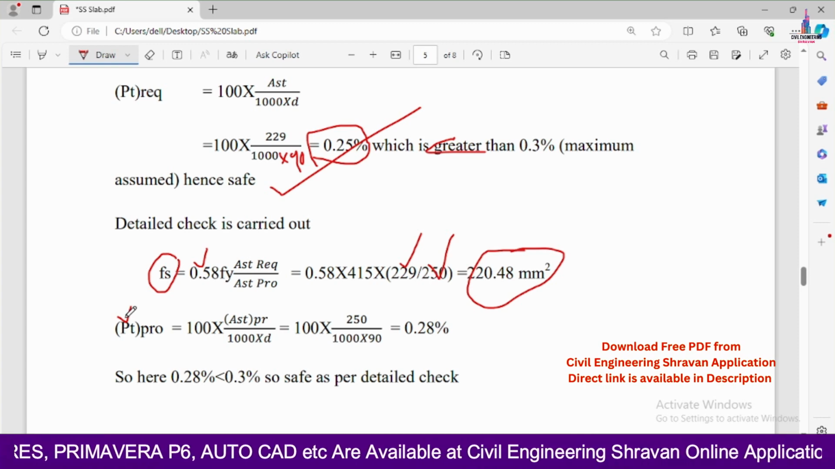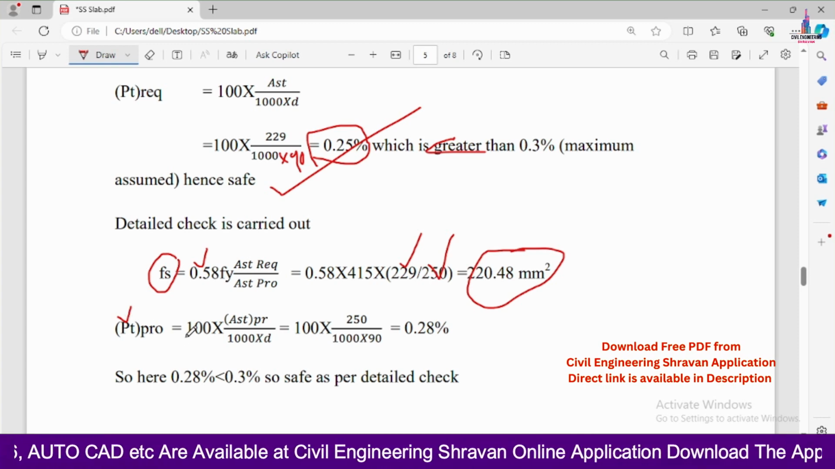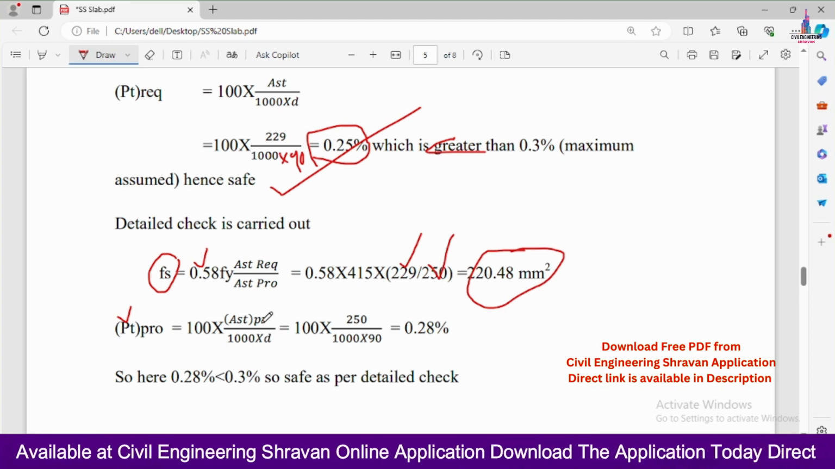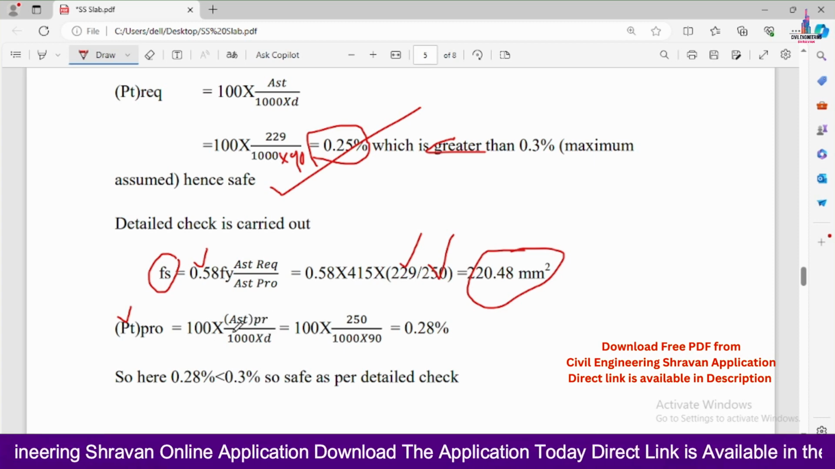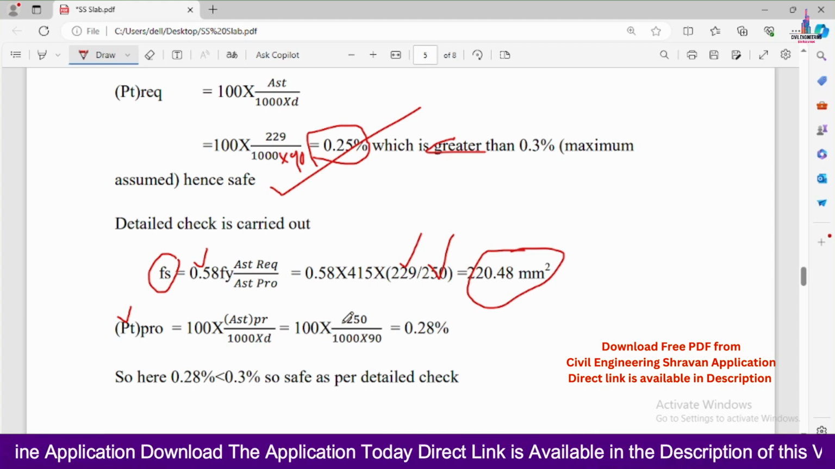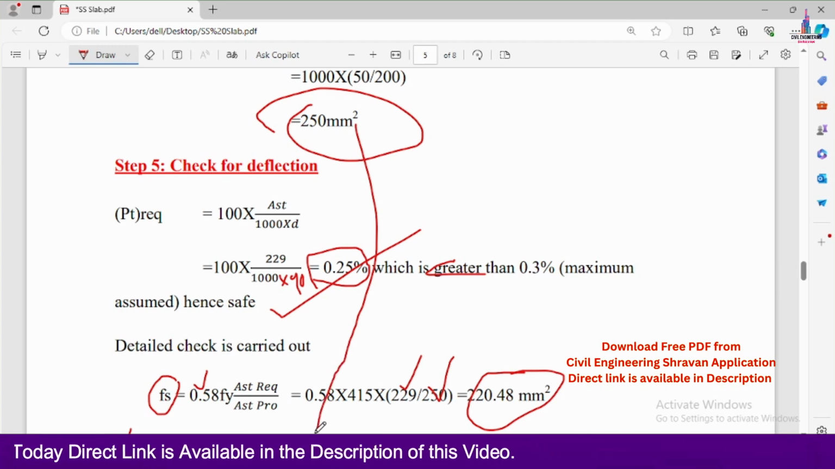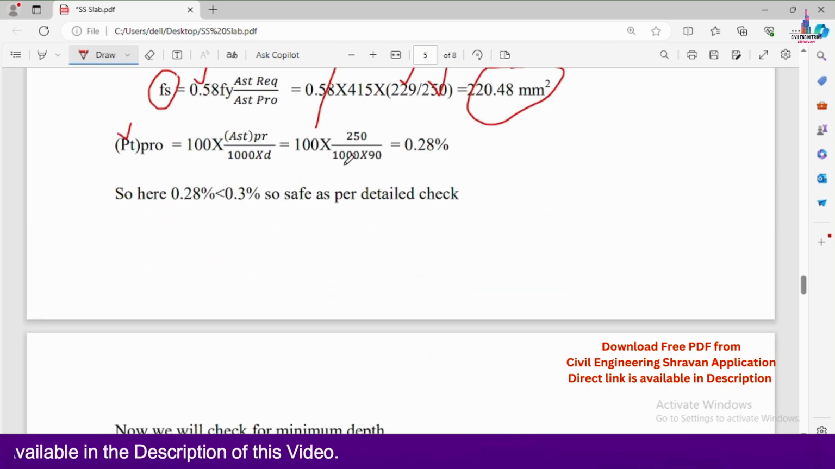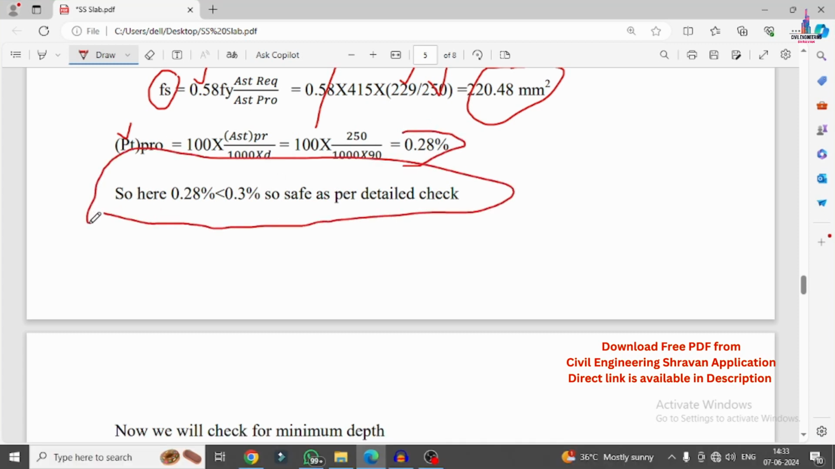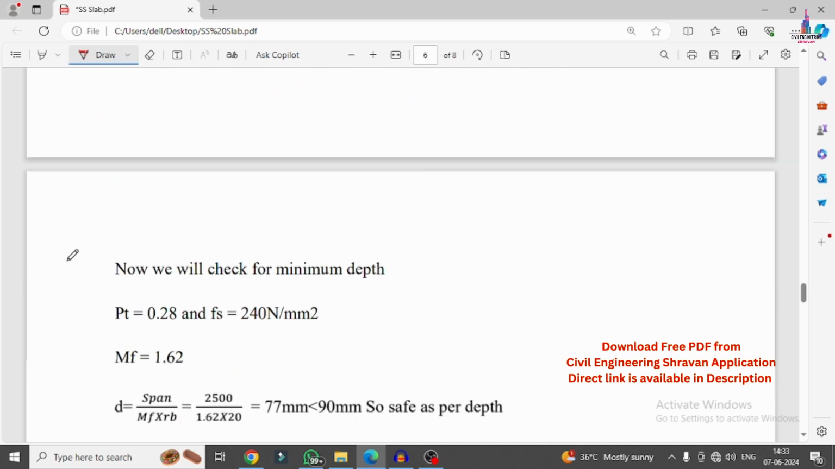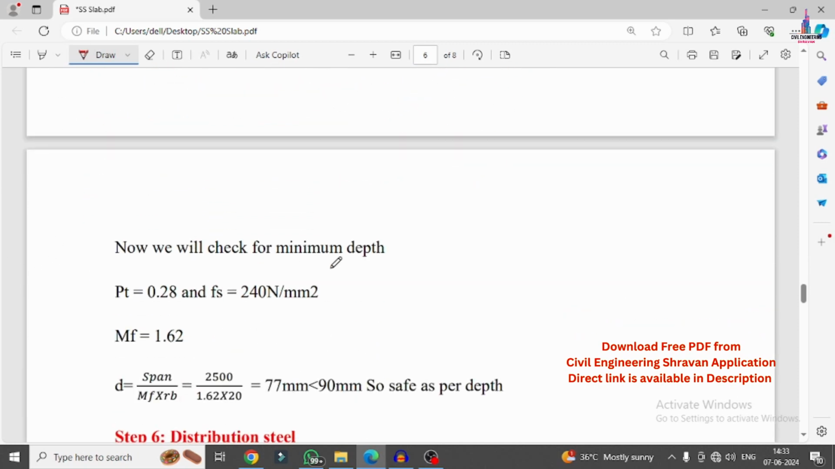So the percentage of the tension steel provided is equal to 100 into AST provided divided by 1000 into D. So 100 into 250, the value we obtained from this particular calculation, divided by 1000 into 90, which comes to 0.28. So here the 0.28 value is less than 0.3, hence it is safe as per the deflection check. But we have to check the depth also for this slab section.